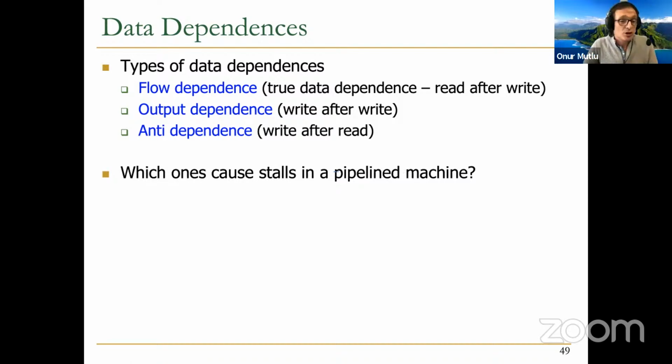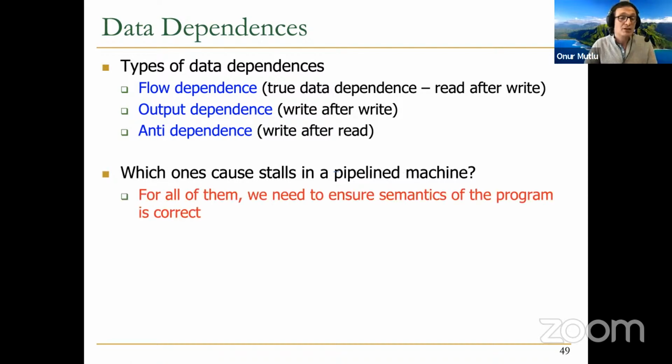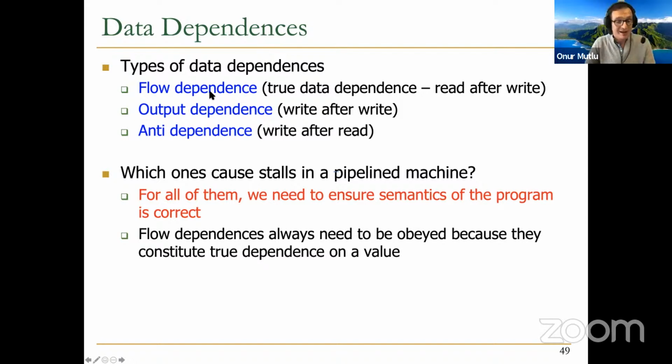So basically, which ones cause stalls in a pipelined machine? For all of them, you need to ensure the semantics of the program is correct, basically. You will see a pictorial view of this dependence in the next slide, actually. But for all of them, you need to be careful. But the real dependence is the flow dependence, as you will see. So flow dependencies always have to be obeyed because they constitute a true dependence on a value. An instruction really needs the result of another instruction.